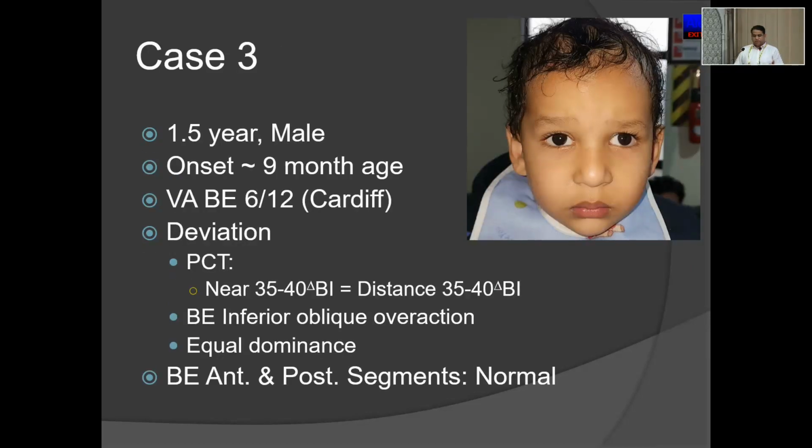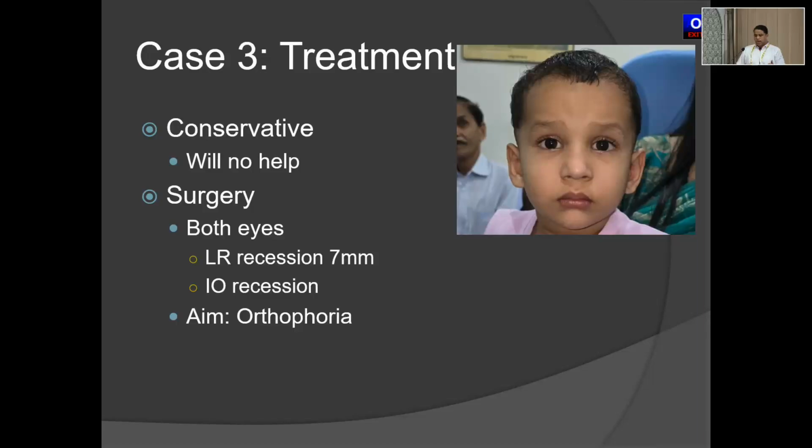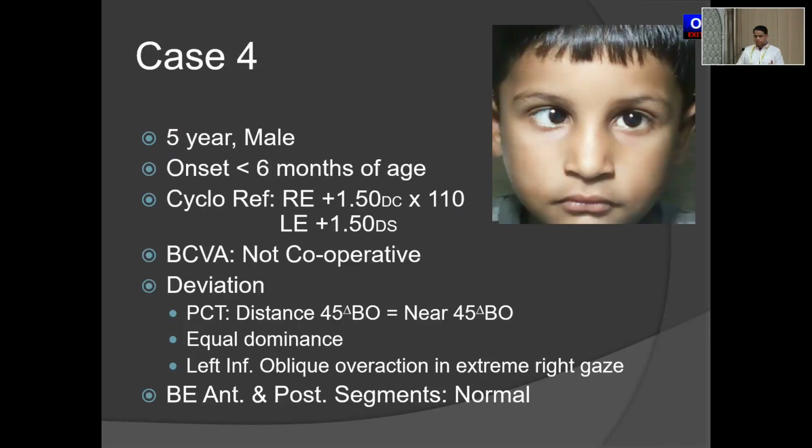Case 3 is a 1.5-year-old male, who started with squint at 9 months of age, vision was 6/12 on Cardiff. The deviation was 35 to 40 prisms base in, equal for distance and near, and there was inferior oblique overaction. Here we have to look very closely whether there is inferior oblique overaction or not, and that has to be addressed at the time of primary surgery. So the diagnosis was basic exotropia with bilateral inferior oblique overaction, and the surgery done was lateral rectus recession in both eyes and inferior oblique recession in both eyes, and the target was orthophoria. Conservative treatment in those cases will not help.